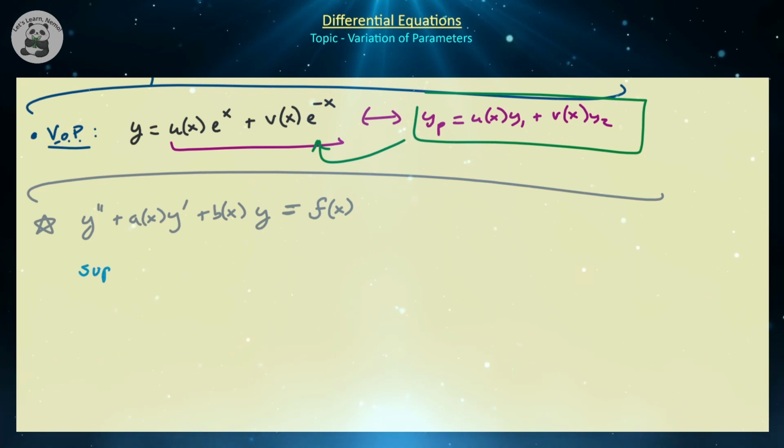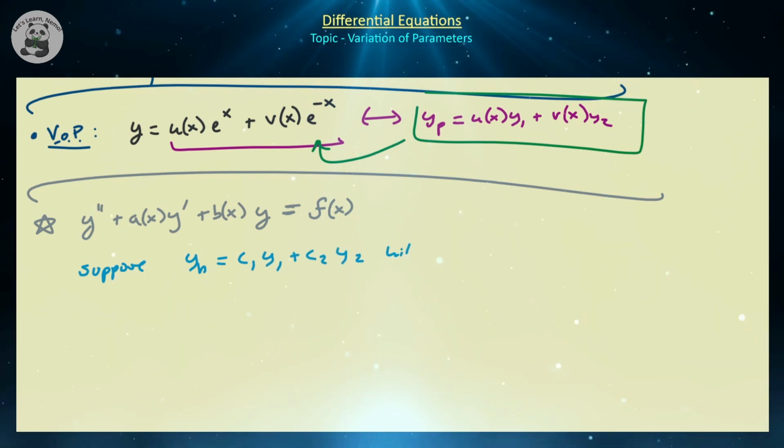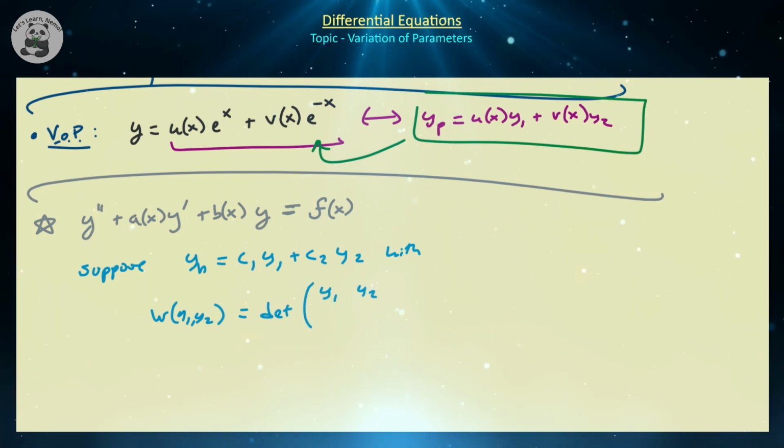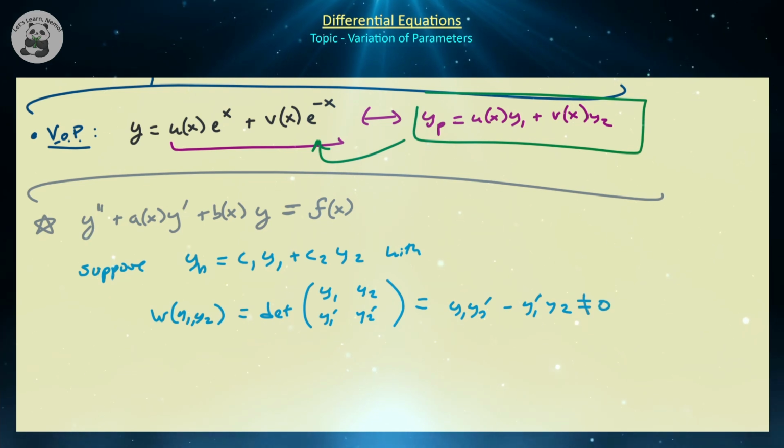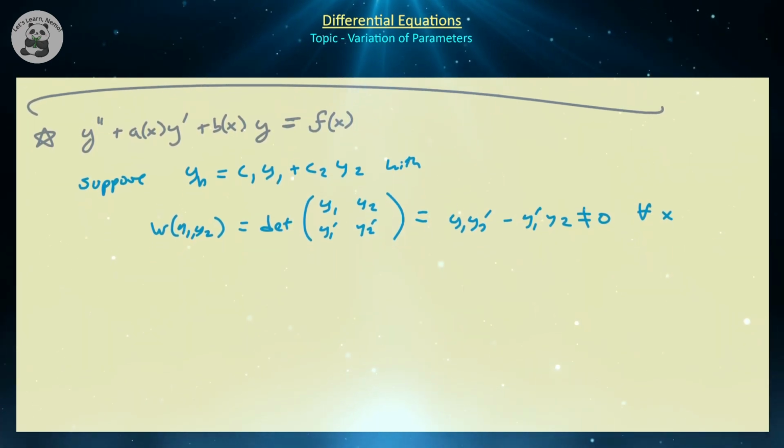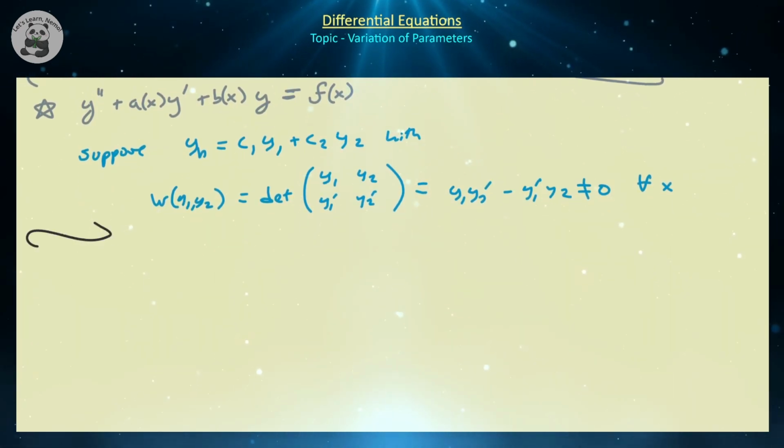And let's suppose that our homogeneous solution is c1y1 plus c2y2, with the Wronskian of y1 and y2, which, in case you don't remember, is the determinant of y1, y2, y1 prime, y2 prime, which is equal to y1 y2 prime minus y1 prime y2. Let's assume that this is never equal to 0 for all x in their associated domains, i.e. y1 and y2 form an independent set, and hence that is truly our homogeneous differential equation solution.